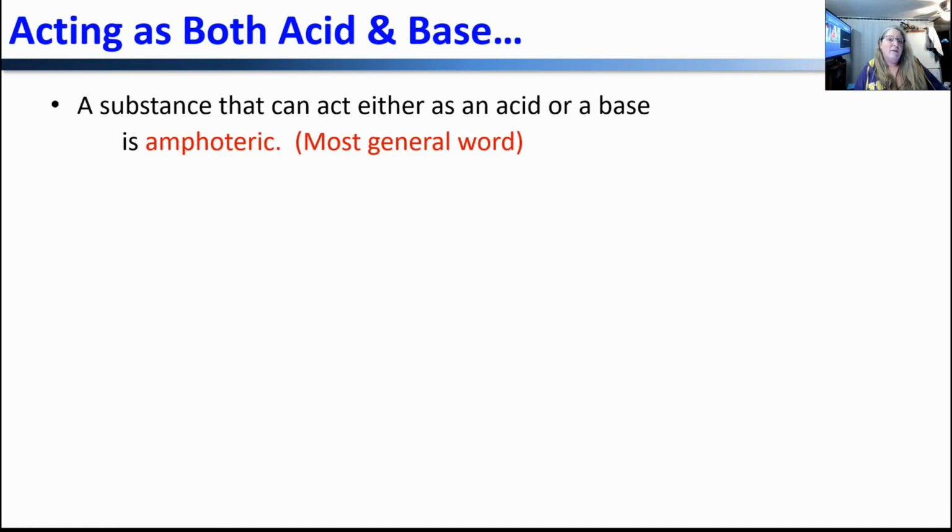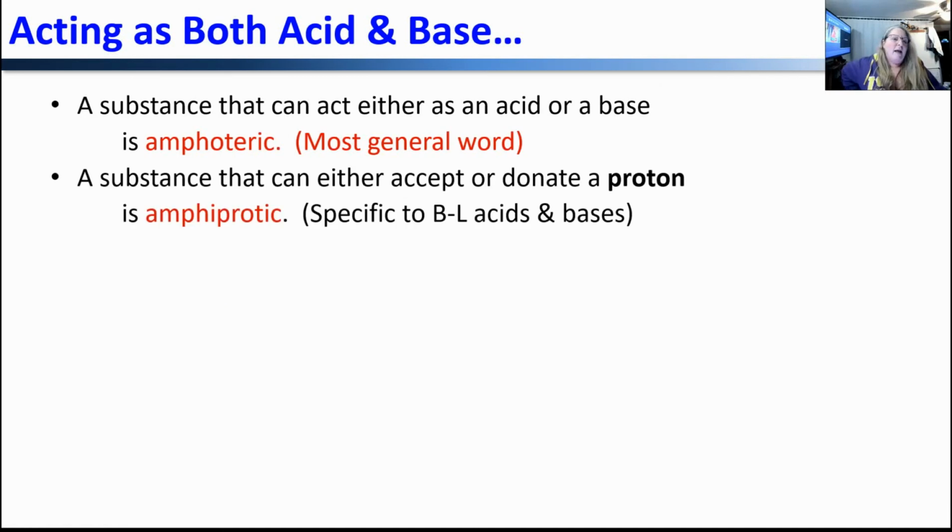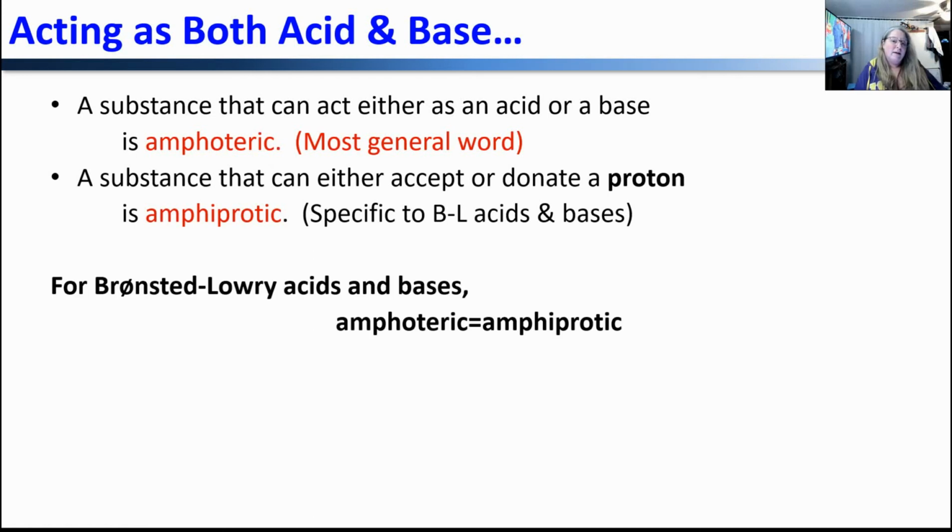And in fact, there is a word for that. Amphoteric means something that can act as both an acid and a base. And amphiprotic, protic for proton, is something that can accept a proton or donate a proton. So according specifically to the Bronsted-Lowry acid-base definition, it is amphiprotic. And if something can be both generally, then it is amphoteric. So for Bronsted-Lowry, those two terms are synonymous. They are the exact same with each other.